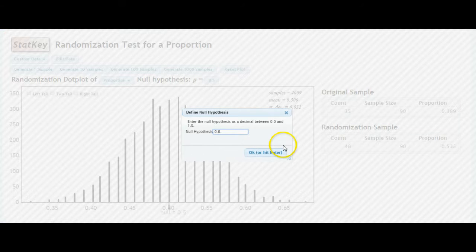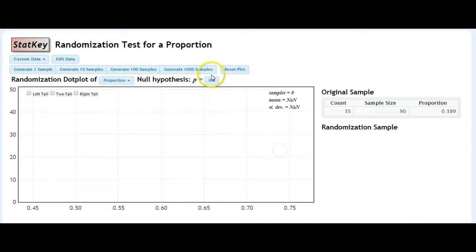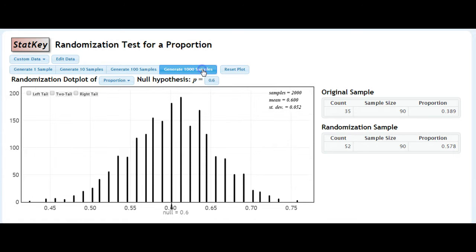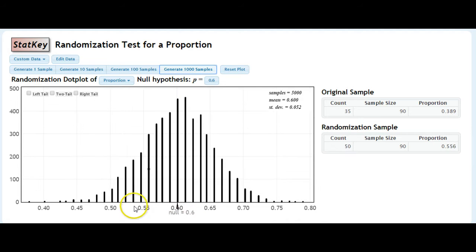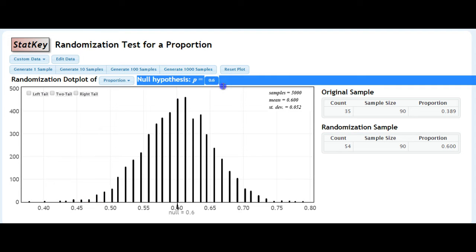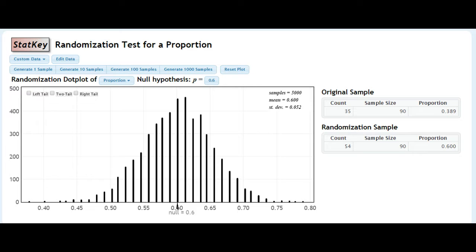If I change this to 0.6, you can see that it'll actually move the entire curve. So if I generate a bunch of resamples here, you can see 0.6 is now in the middle of this sampling distribution. So they both have the sampling distribution from the original sample, but it shifts it over in the hypothesis test so that the null is in the middle.